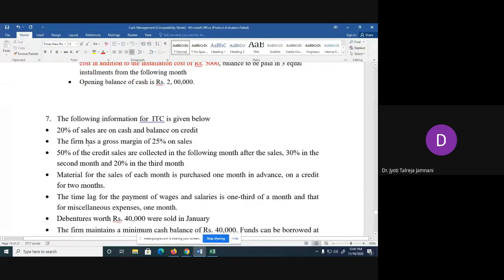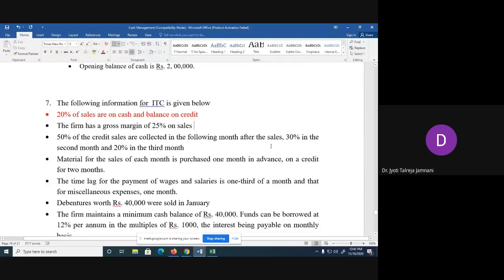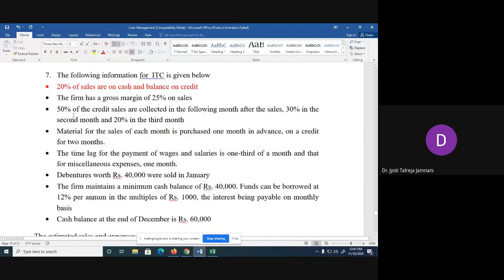Next, the firm has a gross margin of 25% on sales. So at this point, we will do it at a later stage to find the value of purchases. So how do we find it? There's a big working note for it, which we will do a little later. So this adjustment is done. I'm marking it red. The second one we're going to do later. Let's see what is the next given.